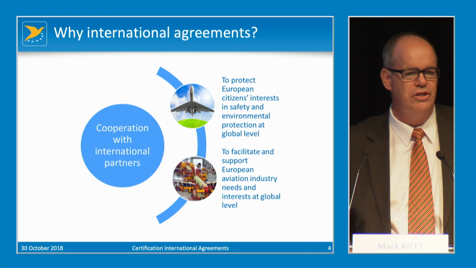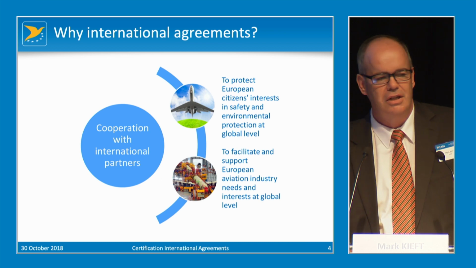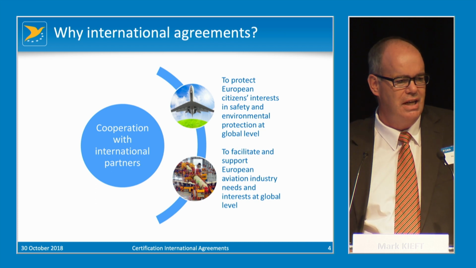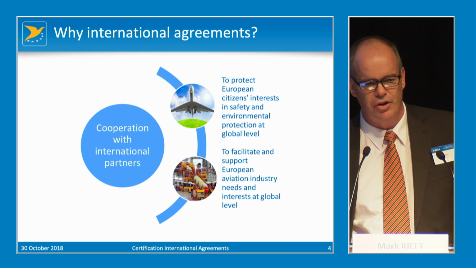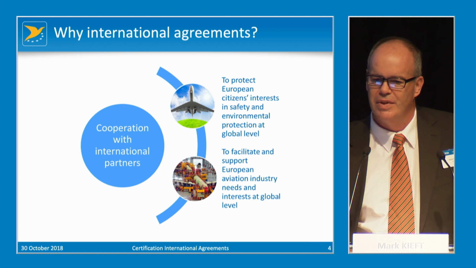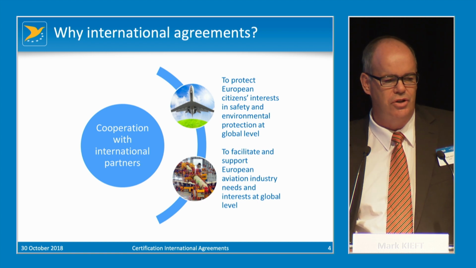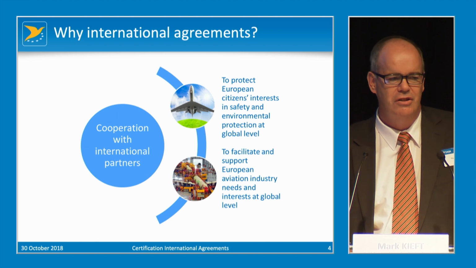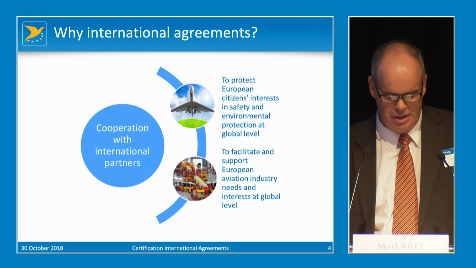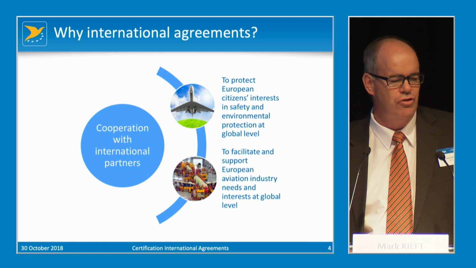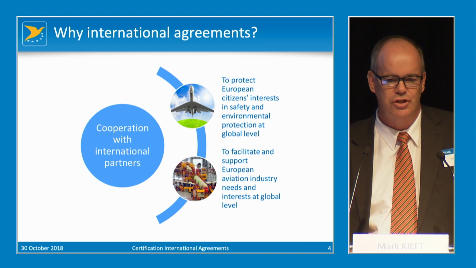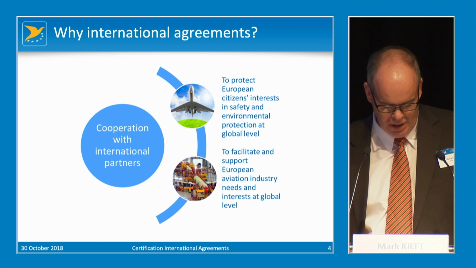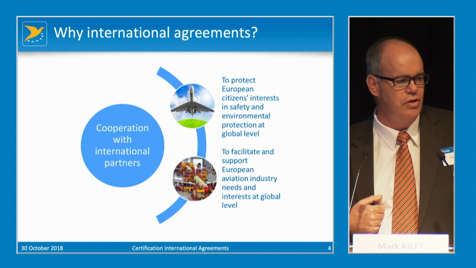Why do we have international agreements? It's mainly to protect citizen safety. Our citizens fly with operators on aircraft all over the world, not only within Europe, not only on European products. We mainly have bilateral agreements for citizen safety. It ensures that we know what our partner countries are up to and allows us to monitor, have continued confidence in our partner countries.